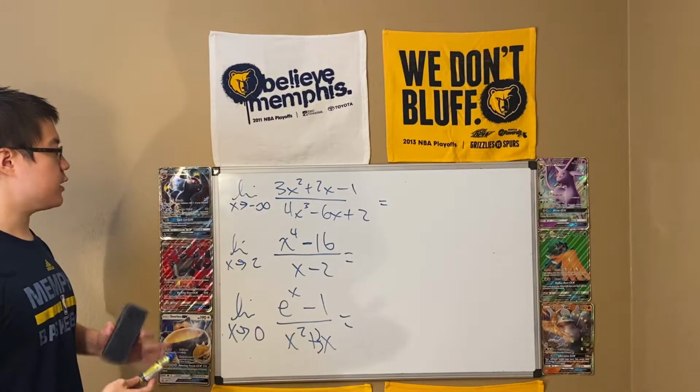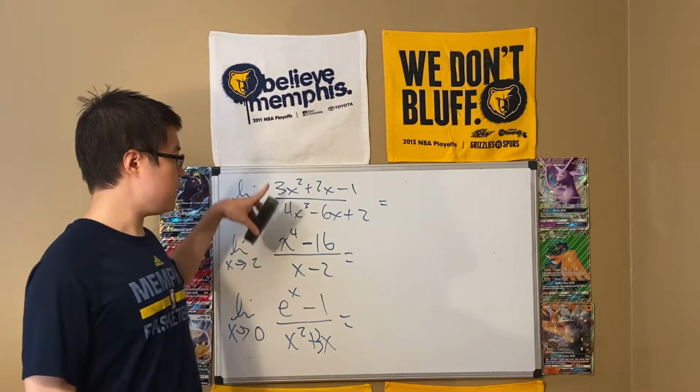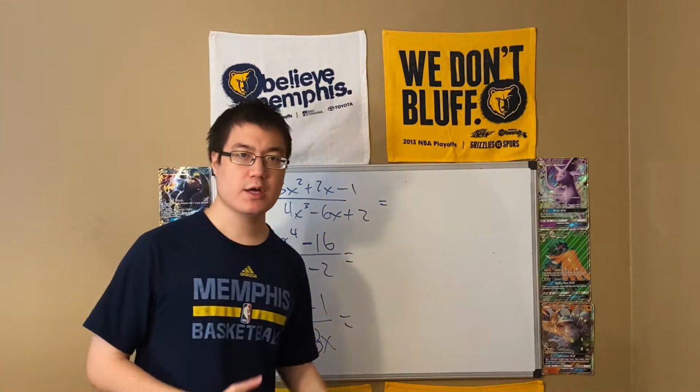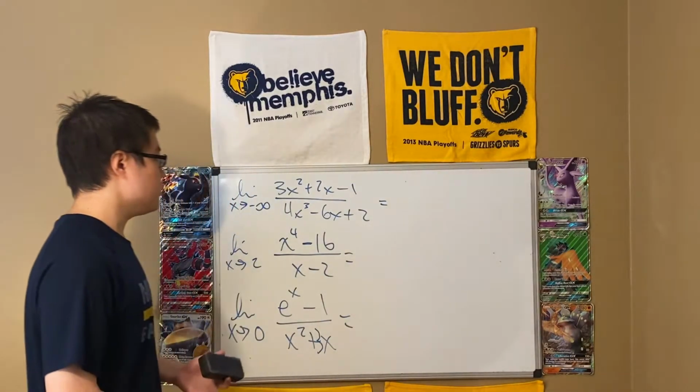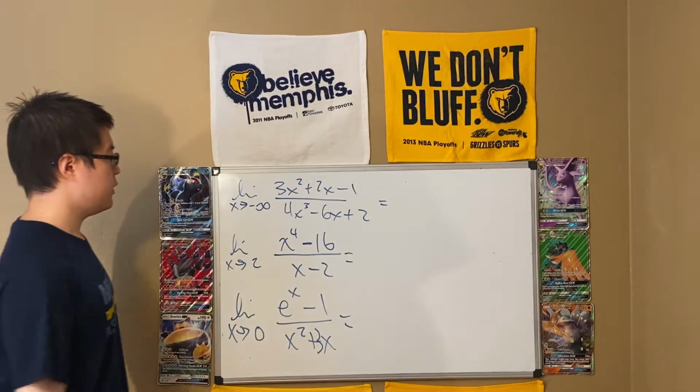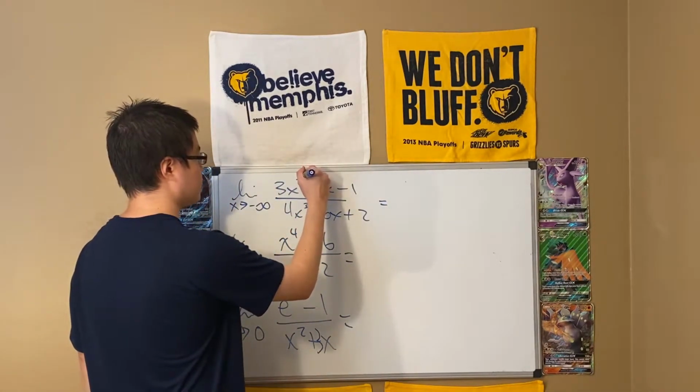So for the first one, I'm looking at infinity and negative infinity. I see a polynomial over a polynomial, so I believe that this is going to be a limit involving infinity. So remember, what you do is you look at the leading exponent. In this case, the leading exponent of the numerator is a 2.